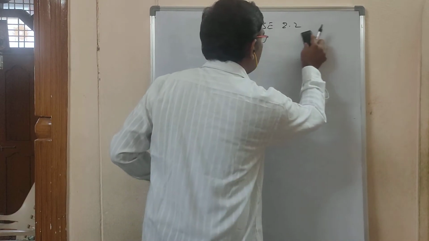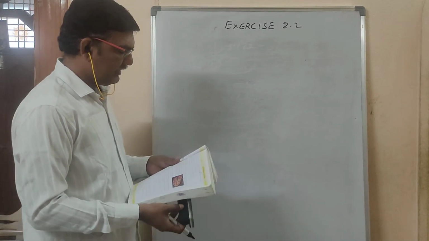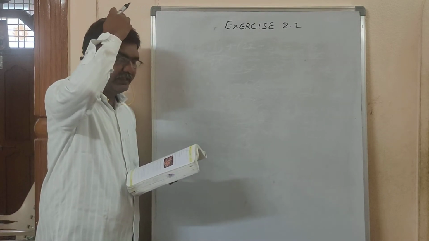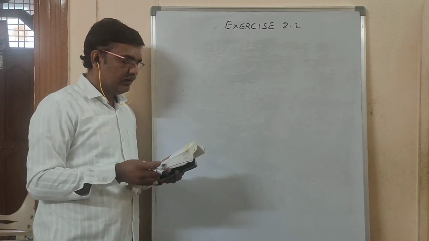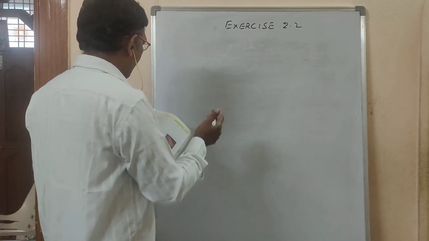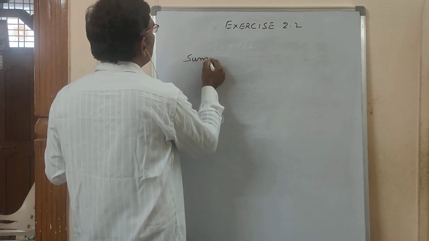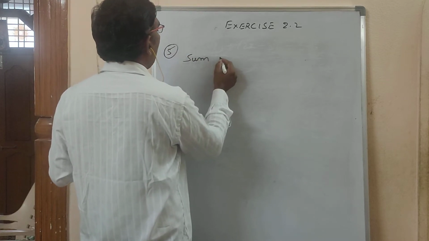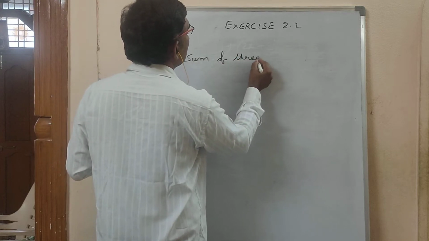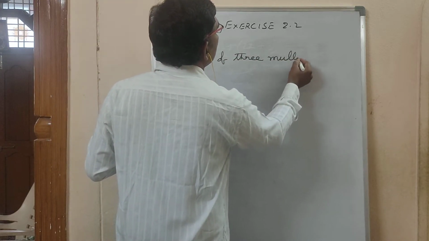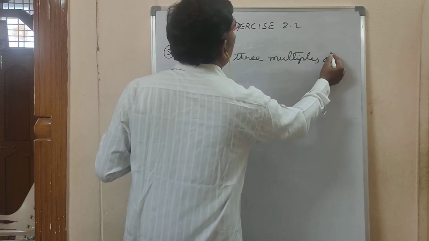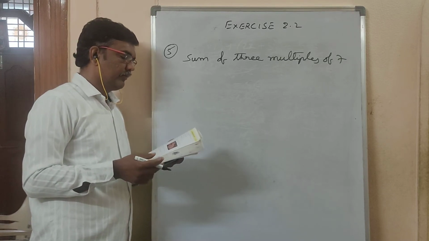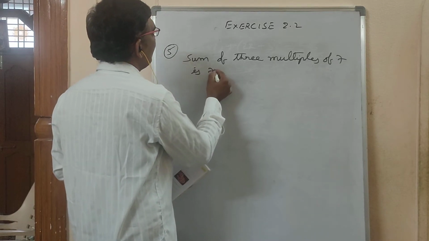What is the next problem? We'll see it here. Next problem is, see, the sum of 3 consecutive multiples of 7 is 777. Find these multiples. Which question is it? Fifth question. Sum of 3 multiples of 7 is 777.